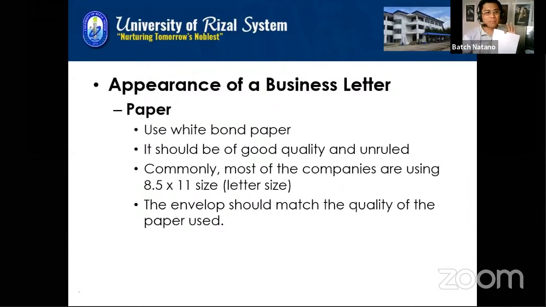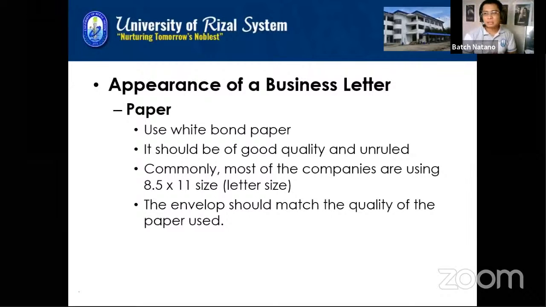But in many companies, they're using letter size. There are some instances wherein they are using a long, they are using 8.5 by 13. When we say 8.5 by 13, we call it the folio size. Folio size. Okay, what we call long bond paper, but the more technical term for that is folio. Folio size.